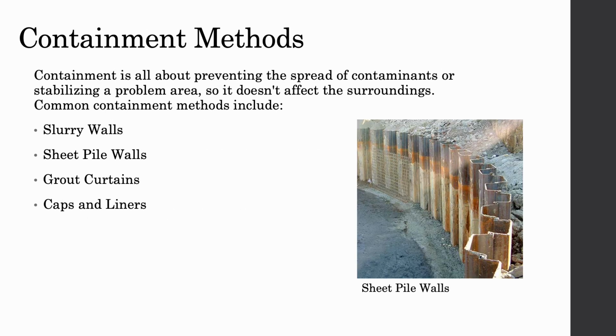Containment, as the name suggests, is all about preventing contaminants from migrating and stabilizing the affected area. The key idea is to isolate the contaminated zone so it doesn't affect the surrounding environment. Some of the most common containment approaches include slurry walls, sheet pile walls, grout curtains, and caps and liners. We'll go over each of these and explain how they're used in the field.